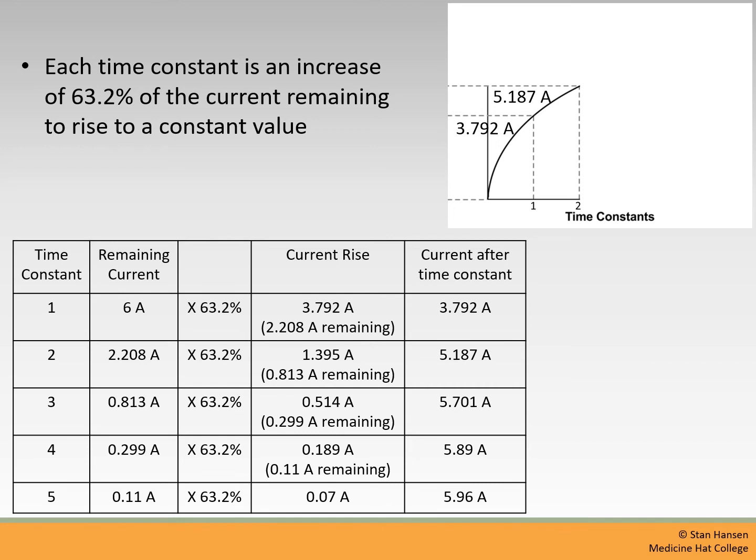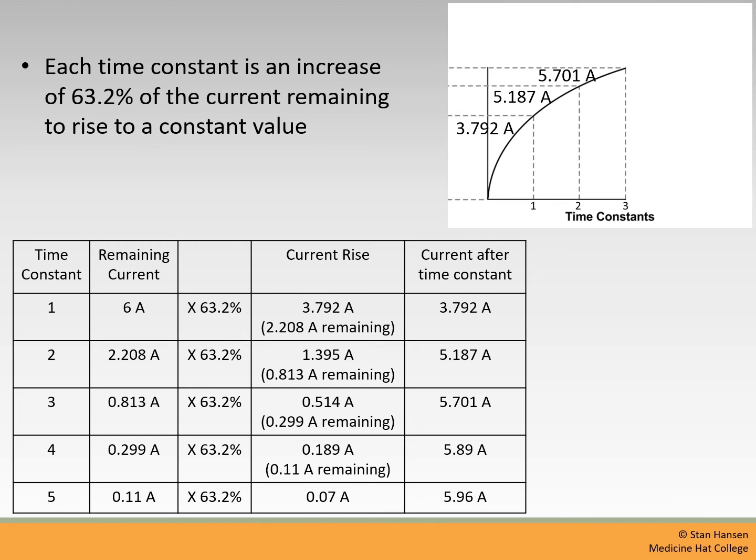My third time constant is again going to be 63.2% of the remaining rise as expected. So if I take the 0.813 of my remaining ampacity rise, multiply by 0.632, I will get 0.514. I can add that to my other totals, and after 3 time constants, my ampacity should be 5.701 amps.